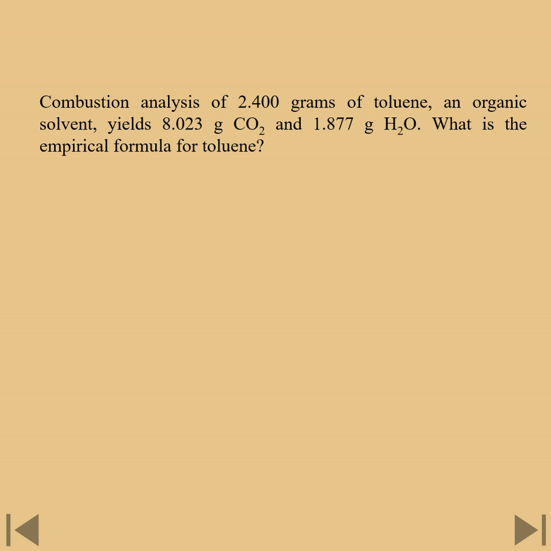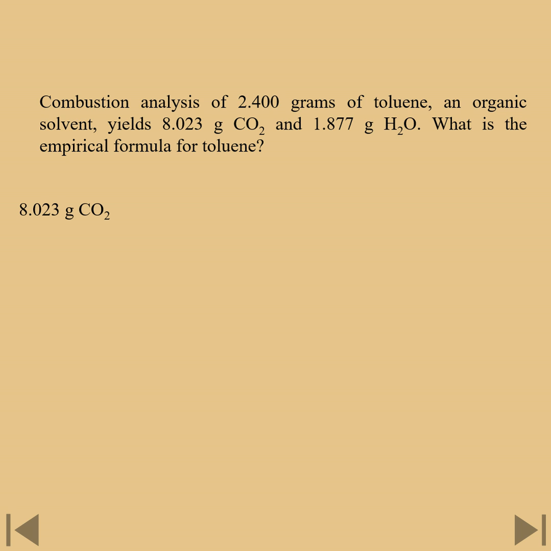We're told combustion analysis of 2.40 grams of toluene, which is an organic solvent, yields 8.023 grams of carbon dioxide and 1.877 grams of water. What is the empirical formula of the toluene? Whenever you have a combustion reaction, you have carbons and oxygens that combine to form carbon dioxide, and then the hydrogen and oxygens combine to form water.